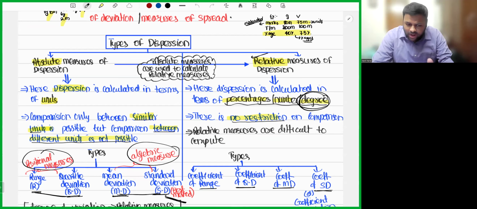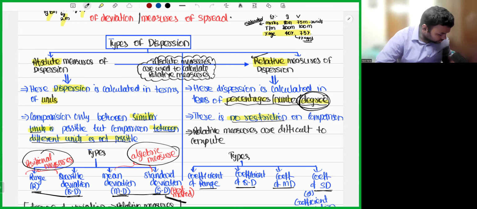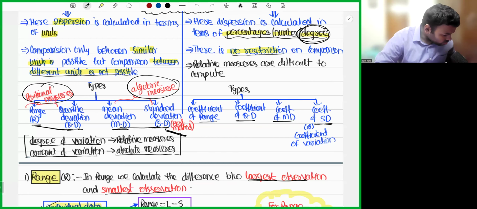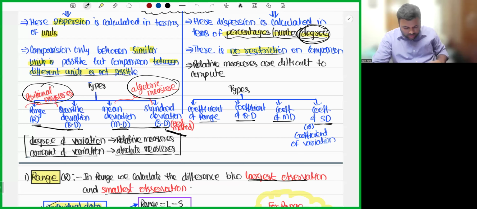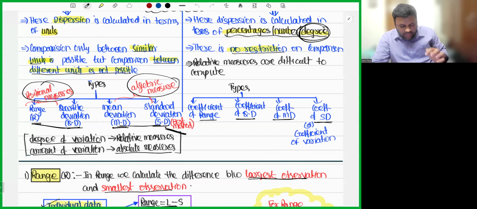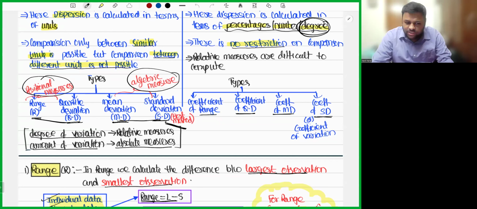Next, I said we have two positional measures and two algebraic measures. Range and quartile deviation are positional measures. Mean deviation and standard deviation are algebraic measures, right? Next, I said degree of variation is a relative measure, amount of variation is an absolute measure. Then we went ahead and started with range.